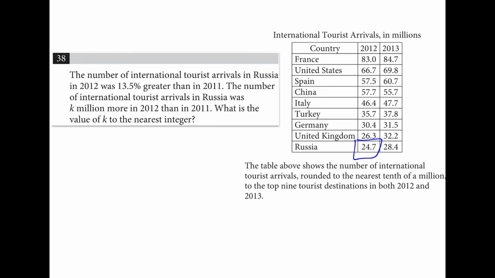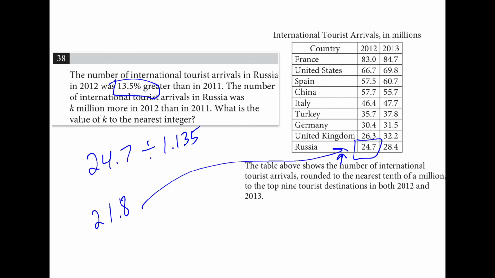Russia 2012, they say, was 13.5% greater than Russia 2011, which is not pictured. So I'm going to take 24.7 and divide that by 1.135. So my answer is 21.8. And if we go from 21.8 to 24.7, that's about 3, because we rounded to the nearest integer.